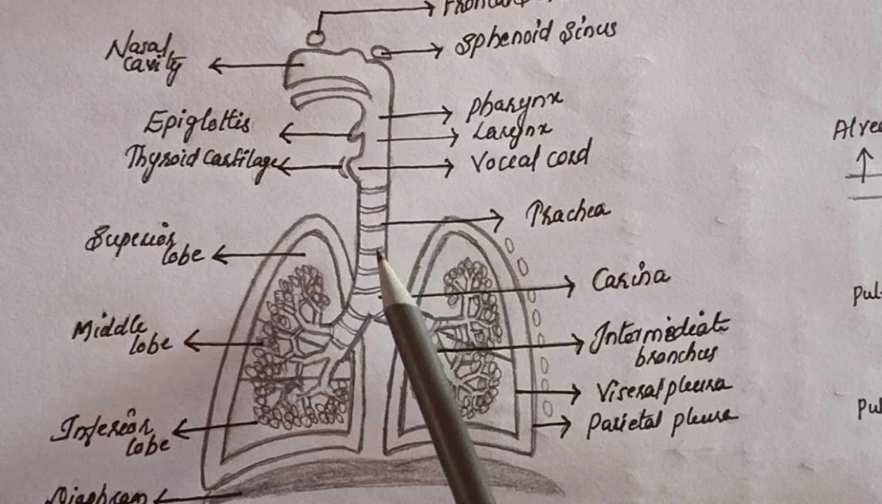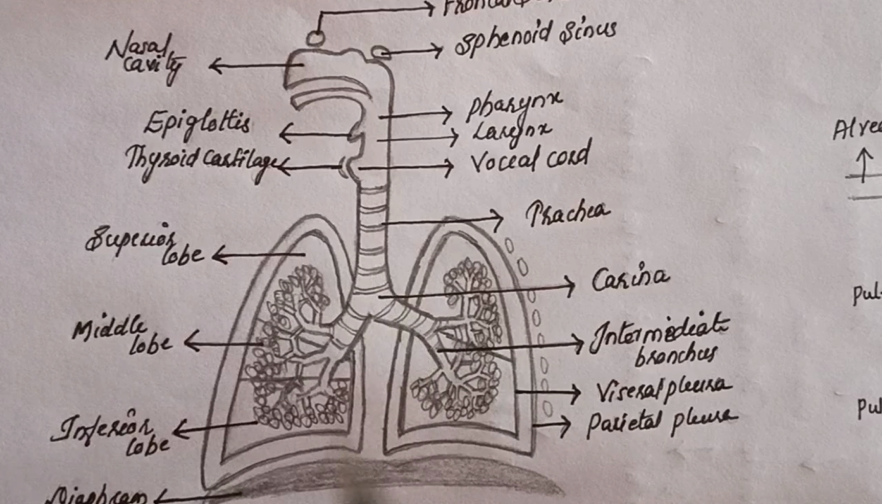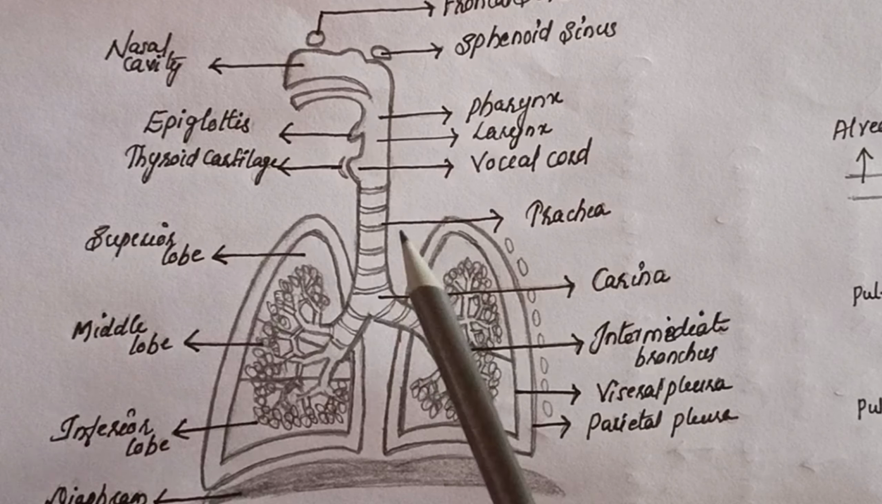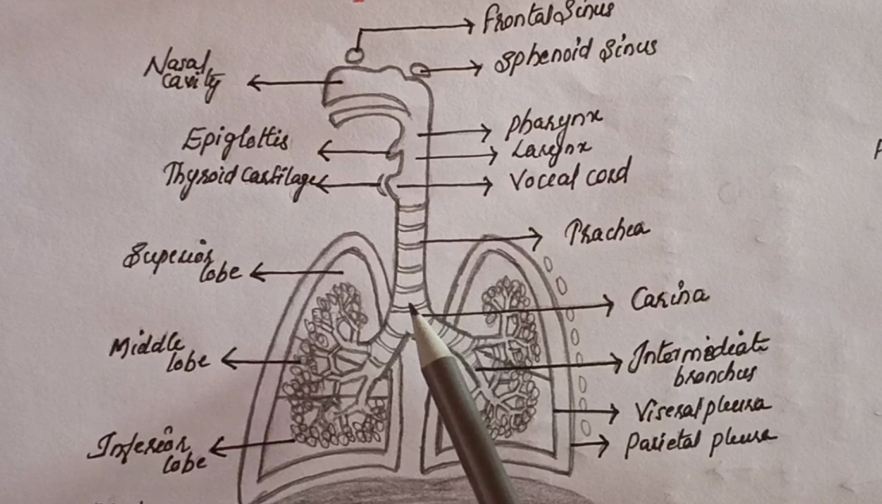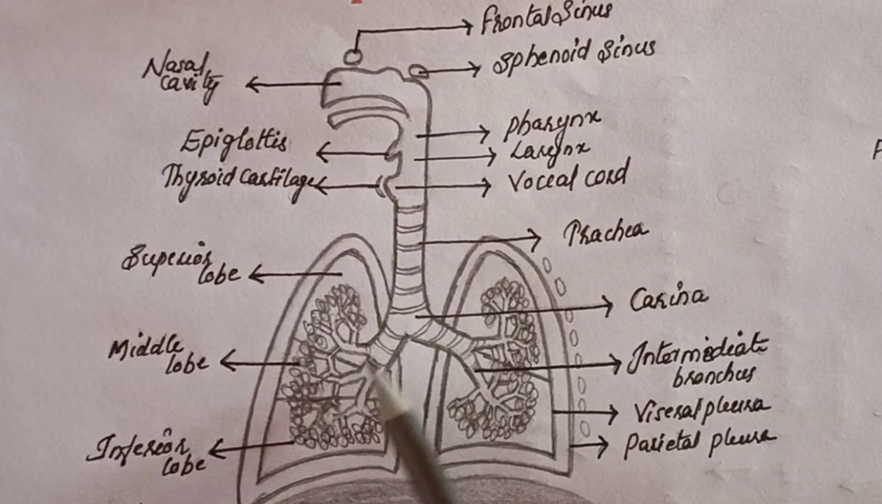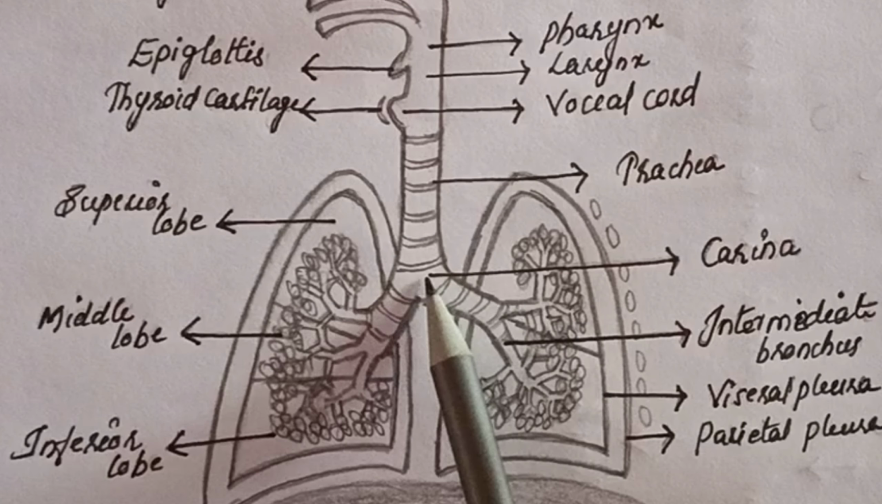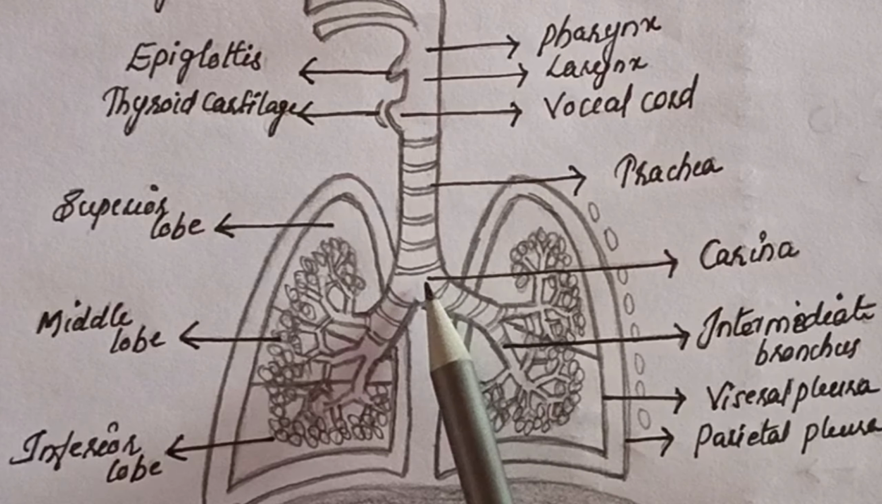Next, we have trachea here. It is called as the windpipe. It is made up of C-shaped cartilages, and behind this, we have some smooth muscles, which helps to maintain the elasticity of the trachea. It is followed by bronchus, and the bronchus is divided into right and left bronchus. This area is called as carina.